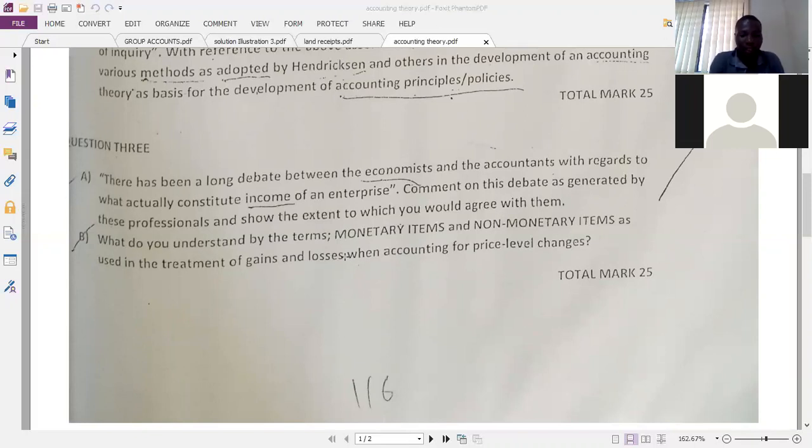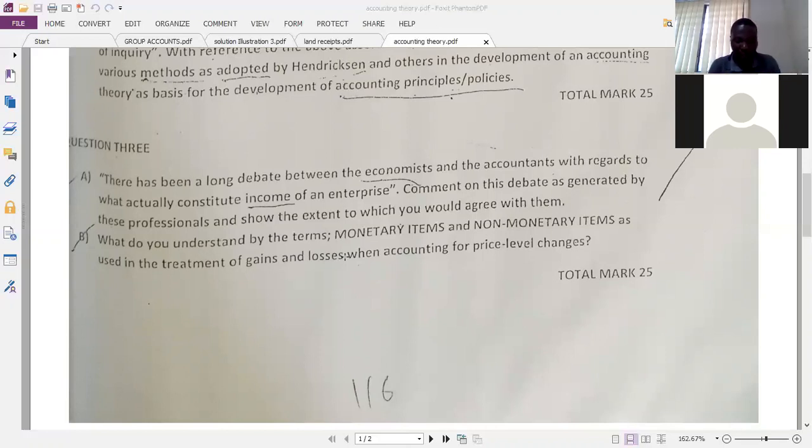So at the end of the day, they are asking you to explain what is meant by monetary items and non-monetary items. When you pick the monetary items, you explain what you call monetary assets and tell us the point in time where they gain or lose during price level changes. Then pick monetary liabilities. You give examples. Then tell us the point in time they gain or lose during price changes. I'm sure you have not read there yet, but maybe when you read there, you get more understanding of whatever I'm saying.